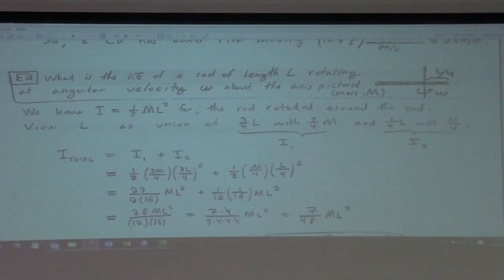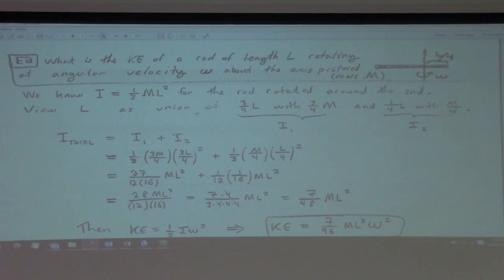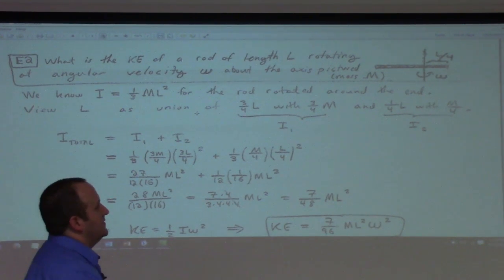Here's a slightly more interesting example. What's the kinetic energy of a rod of length L rotating with angular velocity omega about the axis pictured? So what I did was, and this is a really nice test question, it's kind of in the right ballpark for a test question.